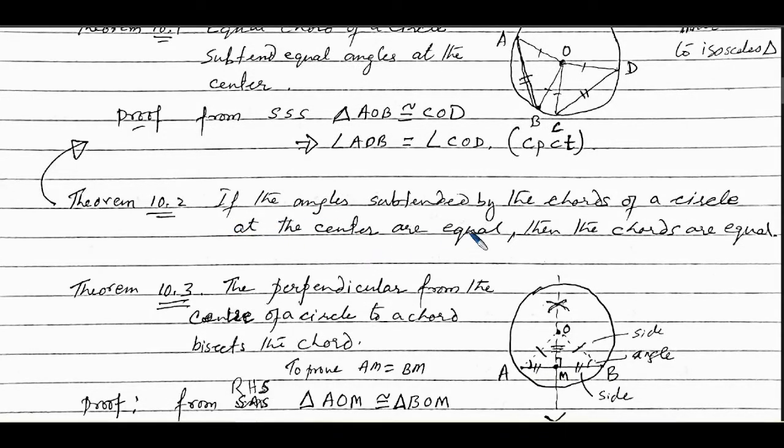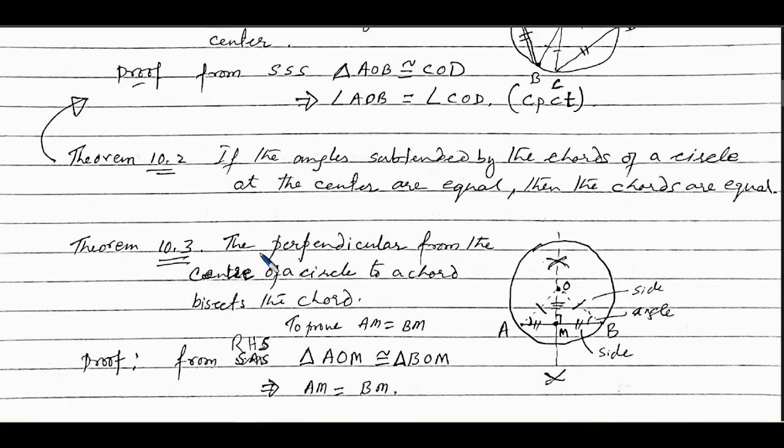Theorem 10.2. If the angles subtended by the chords of a circle at the center are equal, then the chords are equal. Suppose this is one chord. If the angle is the same, then the chord length is the same. It's vice versa. Again, you can use this CPCT and show it. Show that two triangles are congruent from CPCT. The side and angle are given to you, the same angle, so side angle side. So these triangles are congruent, so this side is equal to this side. You can prove it whichever way you feel is convenient.